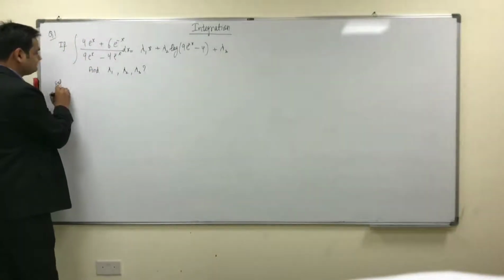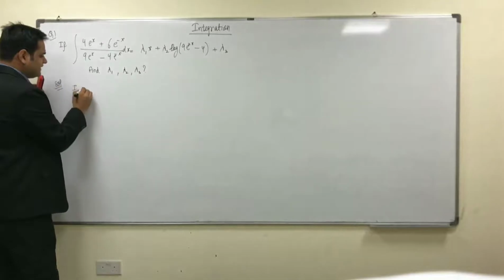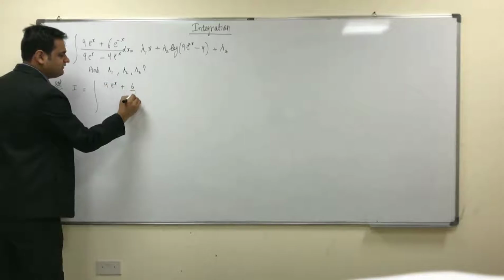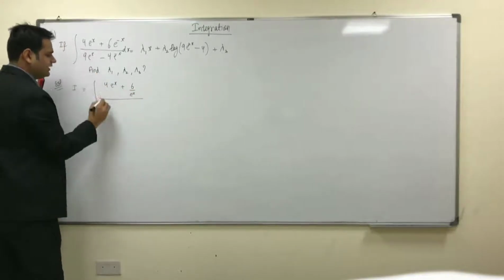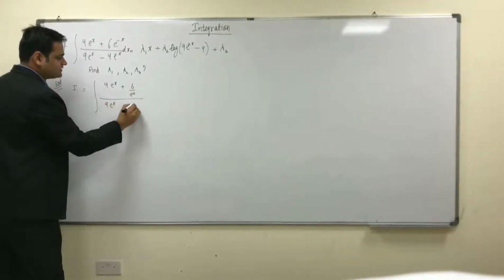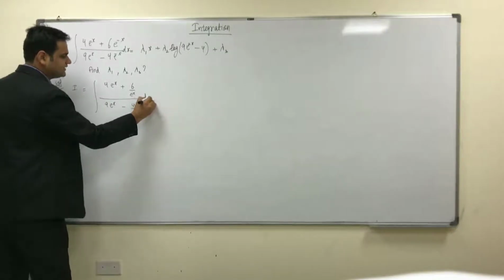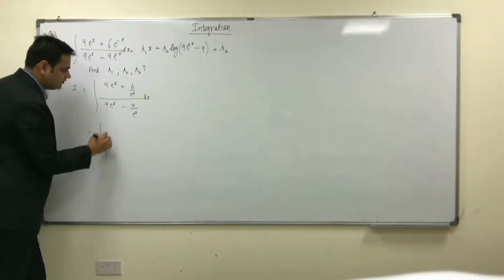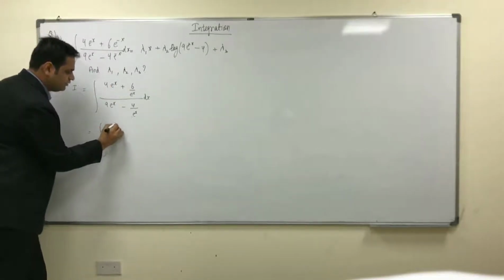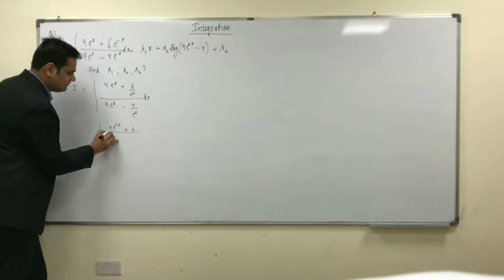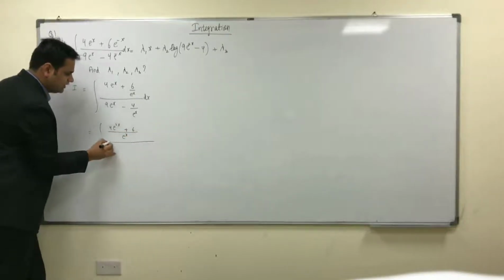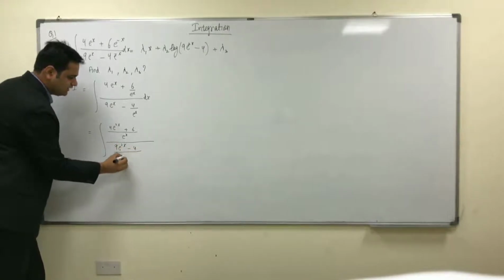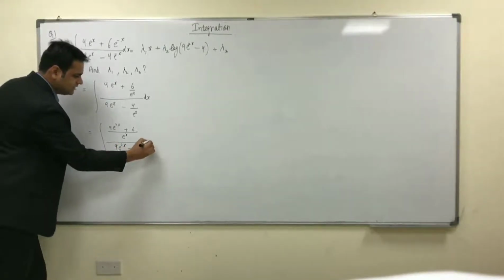I'll start the solution. This particular integral I take as I, and I can write it like this: 4 e to the power x plus 6 divided by e to the power x, divided by 9 e to the power x minus 4 divided by e to the power x, dx. Now if I take LCM over here, it will become 4 e to the power 2x plus 6 divided by e to the power x, whole divided by 9 e to the power 2x minus 4 divided by e to the power x, and then dx.